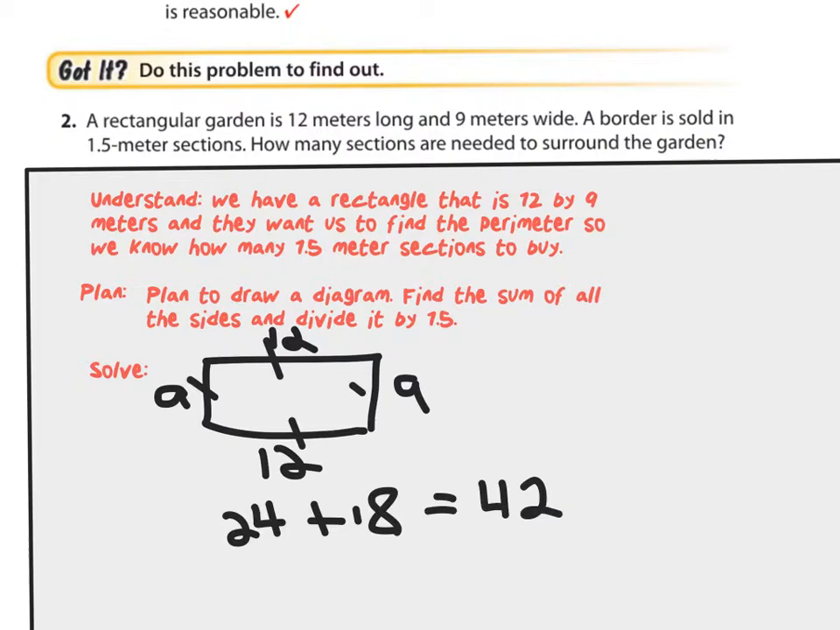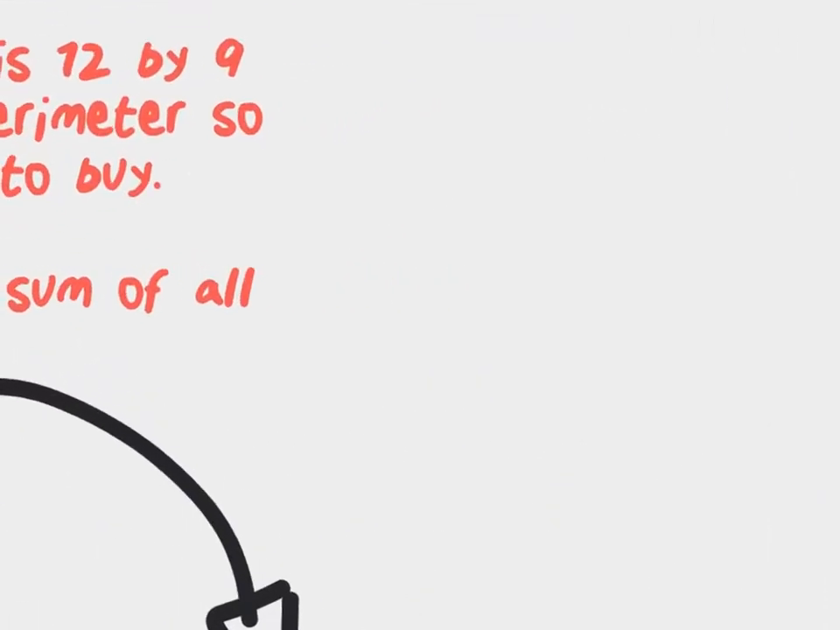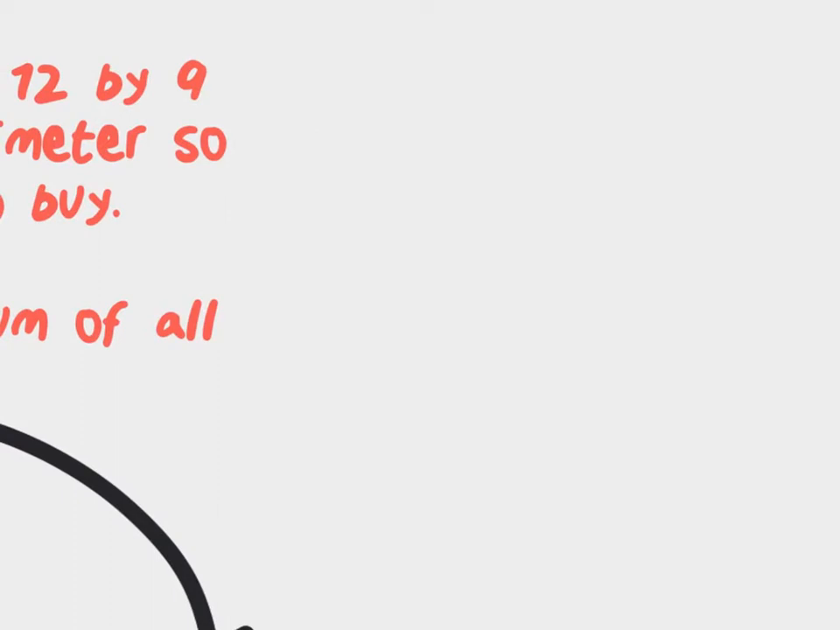So 42, and now I want to know how many 1.5 sections there are. So I'm going to go ahead and divide that by 1.5. And 42 divided by 1.5 equals 28. Okay, in case you don't remember how to divide with decimals, I'll do a quick recap right here on the side. Okay, watch this. We have the 42, and I'm going to divide it by 1.5, correct?